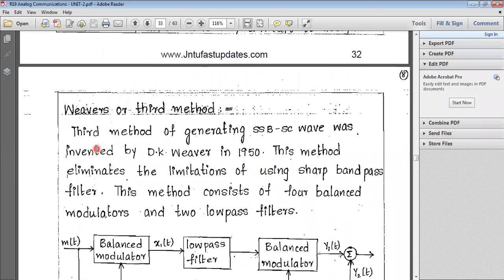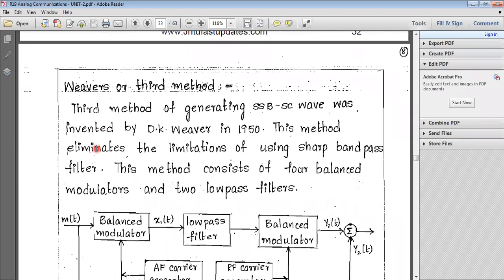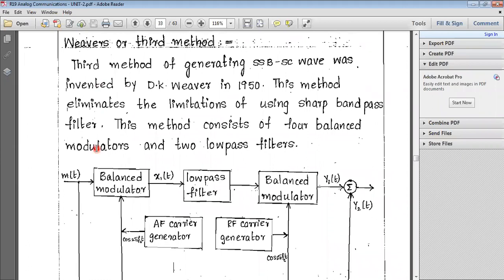Now coming to the third method, that is Weaver's method. Why is it called the Weaver circuit? In the 1950s, the scientist D.K. Weaver invented this circuit, that is a generation method for SSBSC. We also call this method SSBSC. What is SSBSC? Single sideband with suppressed carrier. If we know it simply as SSB, then it is also SSBSC.